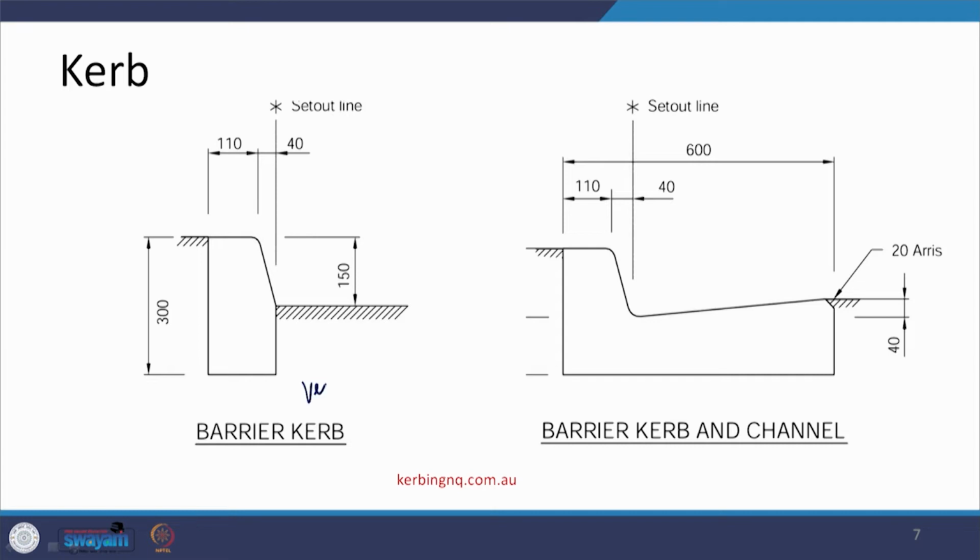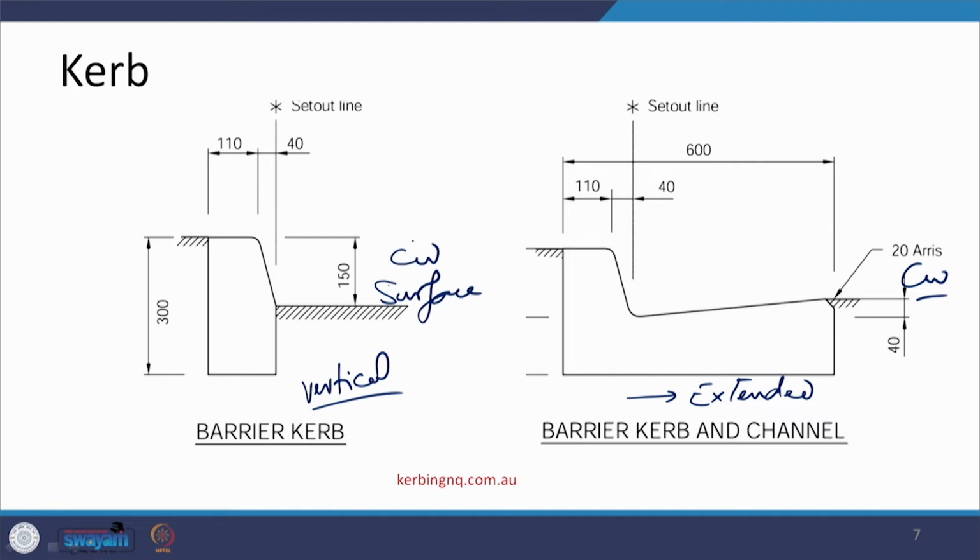Now, if you look at the design, there can be two types of design. One is a simple vertical design, another one is a design which is extended towards the carriageway. So, we have a carriageway on this side and we have an extension of that. Now, what you see is that if this is a surface, say the top of the carriageway, then there is some portion which is going to be embedded.